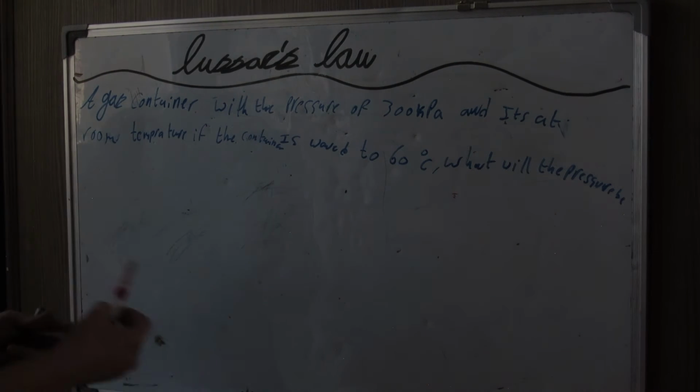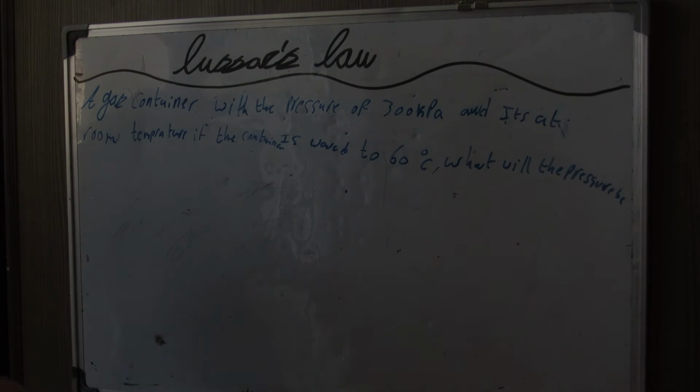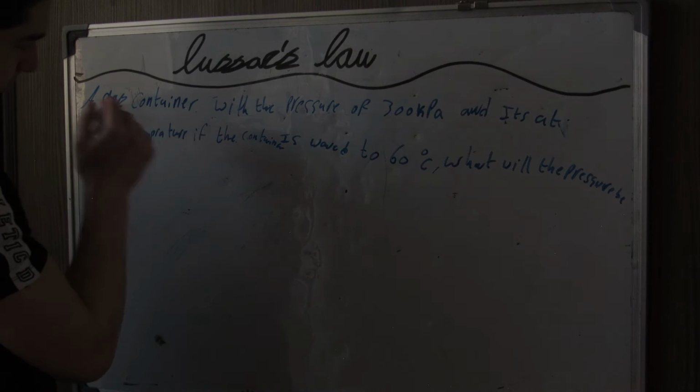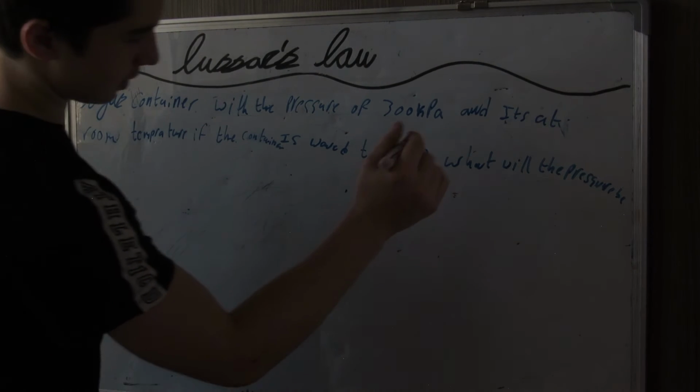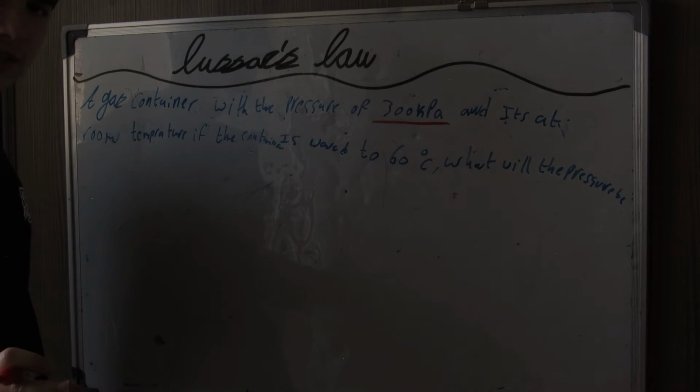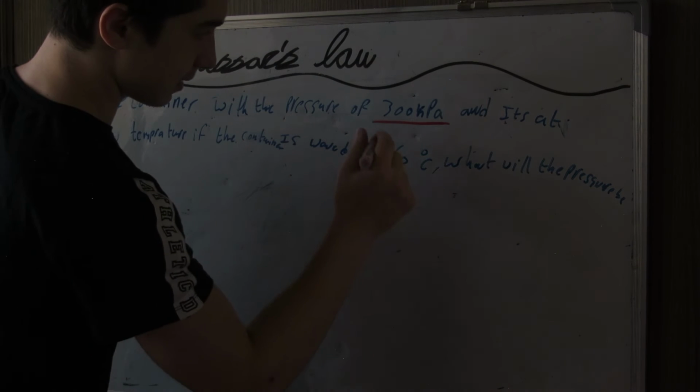Great, we read it at first. So the rule that I always apply, whenever I'm reading a question in gas laws or any question in chemistry, is that I underline what I see. So it says a container with a pressure of 300 kilopascals. With that sentence, we can tell that it means it started with that much.